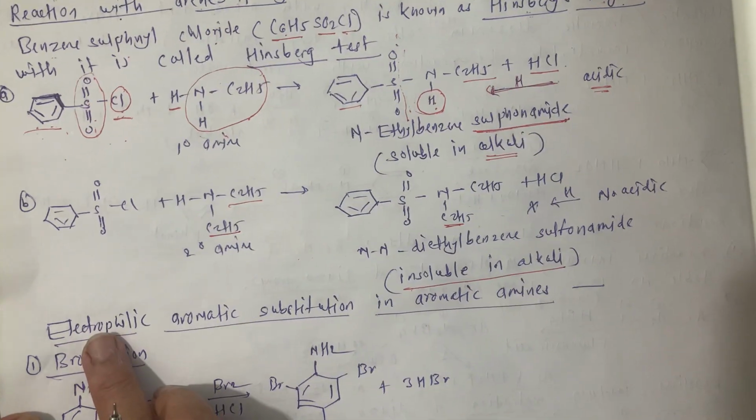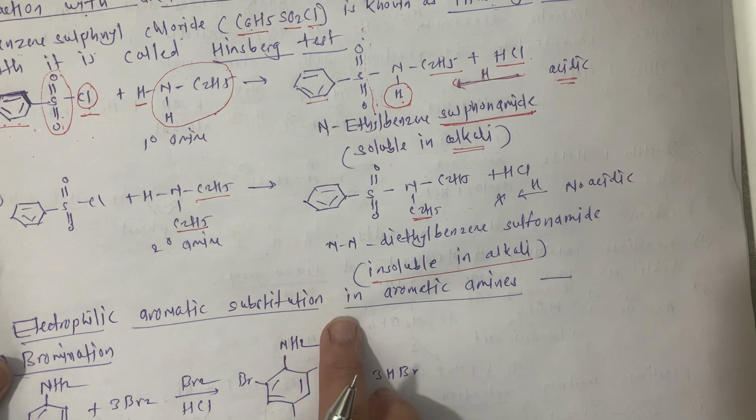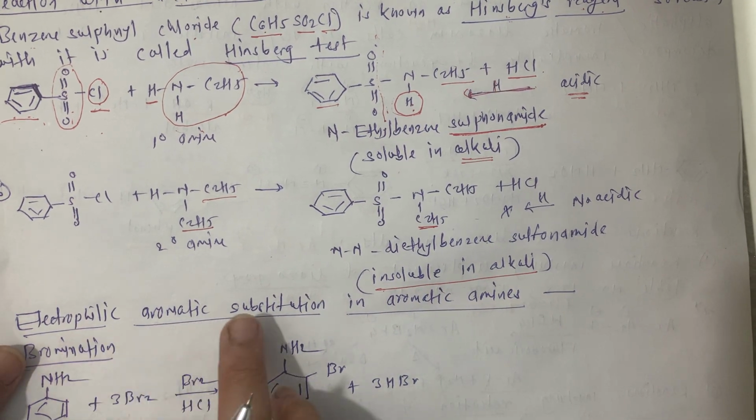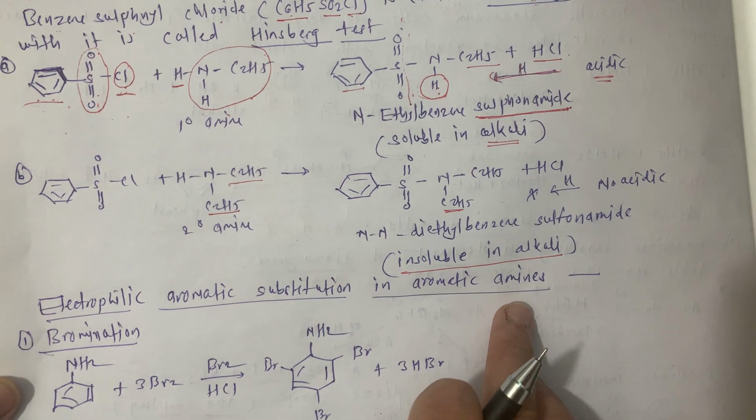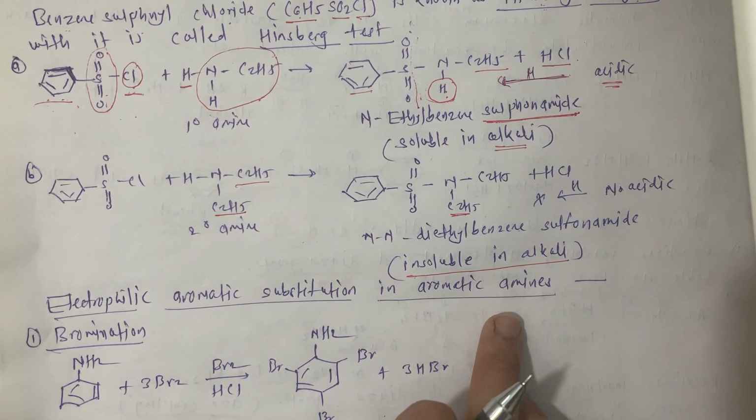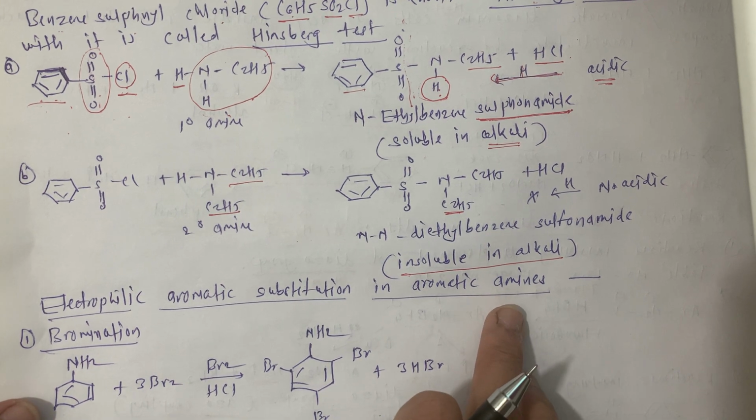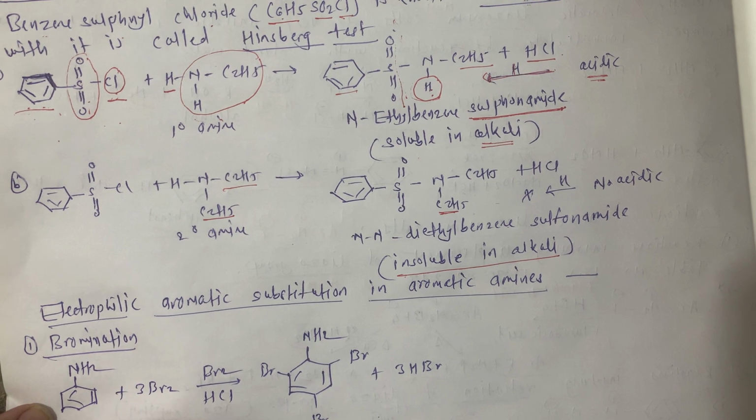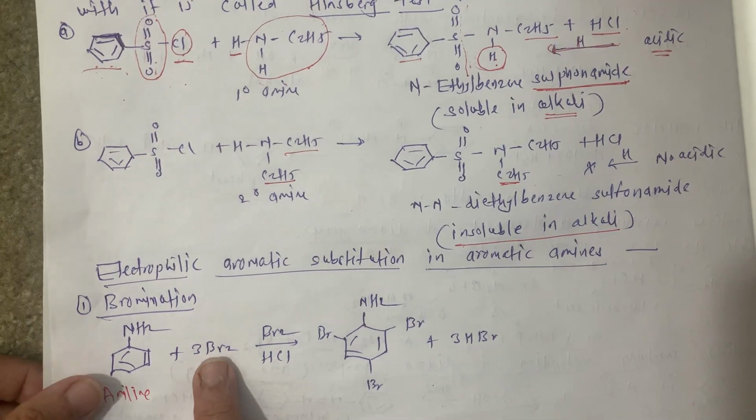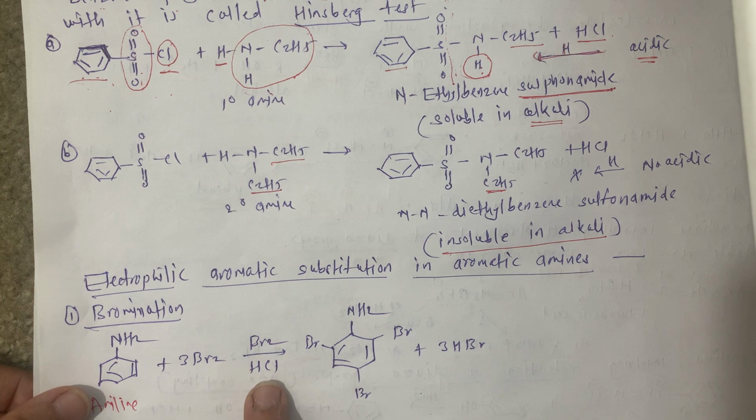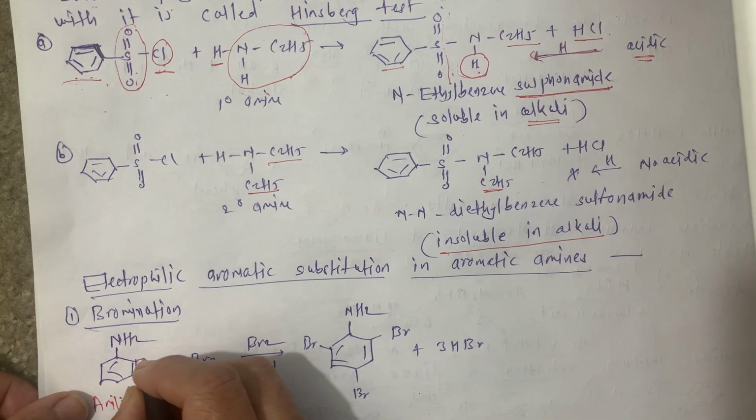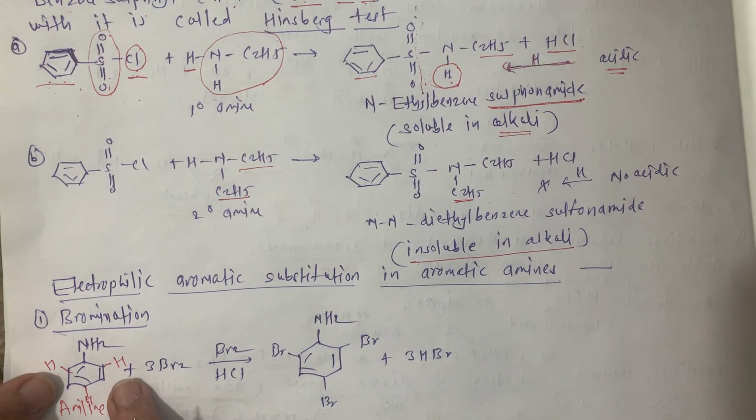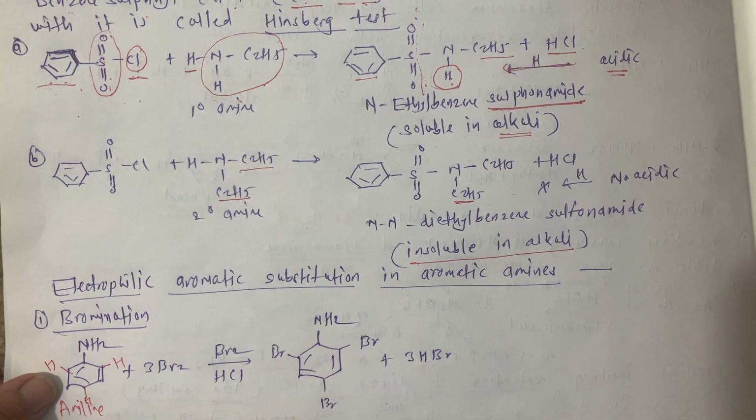Next one is electrophilic aromatic substitution in aromatic amines. Okay, so this is our aniline. Aniline reacts with bromine, Br2, in the presence of HCl, and these H are electrophilically substituted by Br.